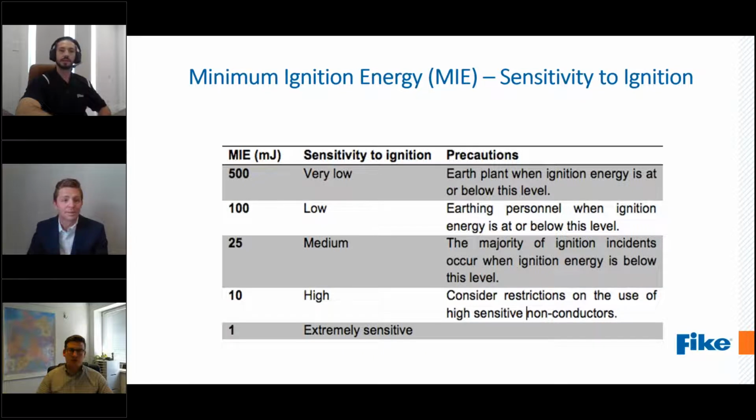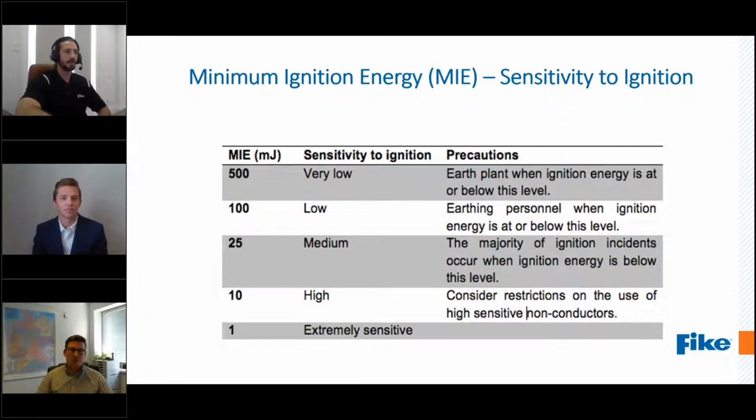We did mention minimum ignition energy on the previous slide, so I did want to cover that in a little bit more detail. We call it the MIE. It covers the sensitivity that a particular dust fuel might have to ignition. MIEs can be 500 millijoules or greater, meaning that they have a very low sensitivity to ignition. In cases like this, with a high MIE, grounding the plant and equipment would be normally sufficient.